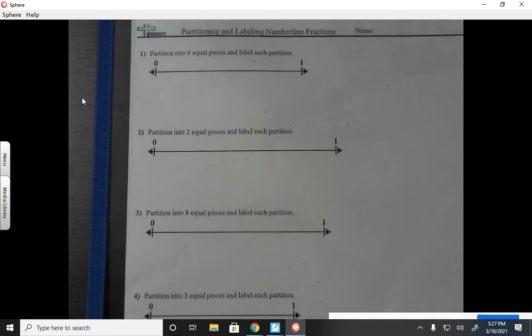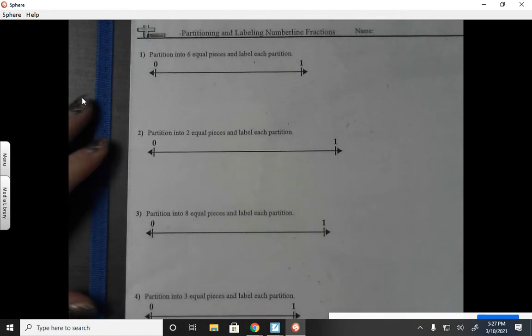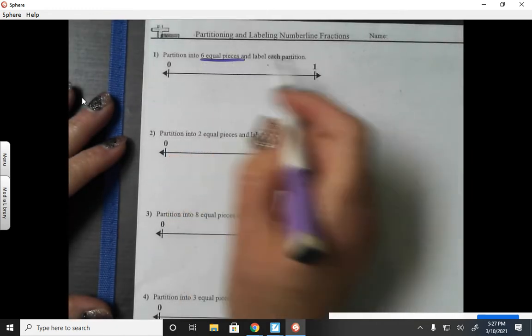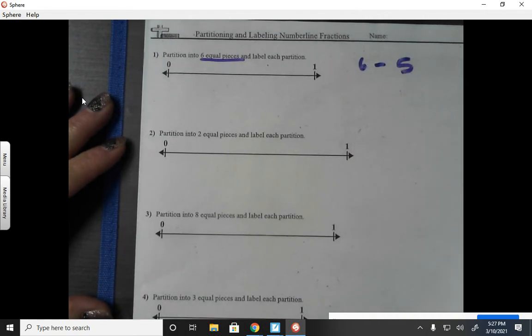You also have a piece of paper that the substitute can pause the video and hand this out. It's partitioning and labeling number line fractions where the tick marks are not there, so you actually have to partition it and then label it. So if the substitute will pause the video and pass these out, we'll walk through these together. All right, number 1 says partition into 6 equal pieces and label each partition. If we're going to make 6 pieces, we're going to draw 5 lines, remember?